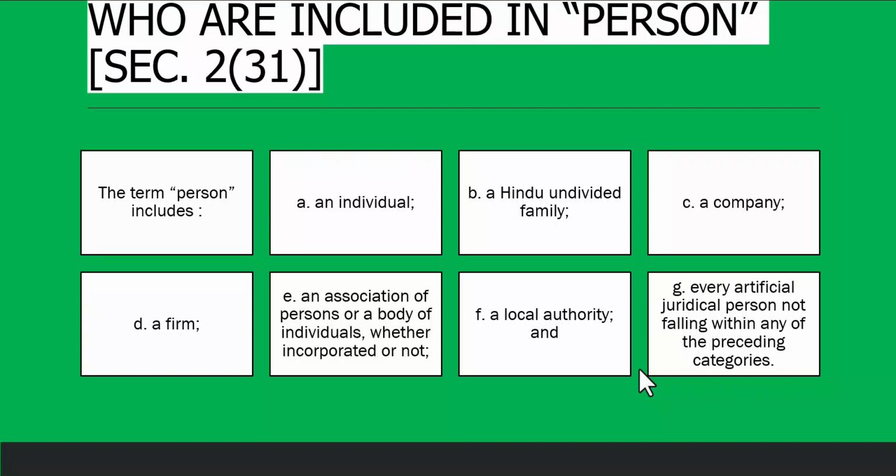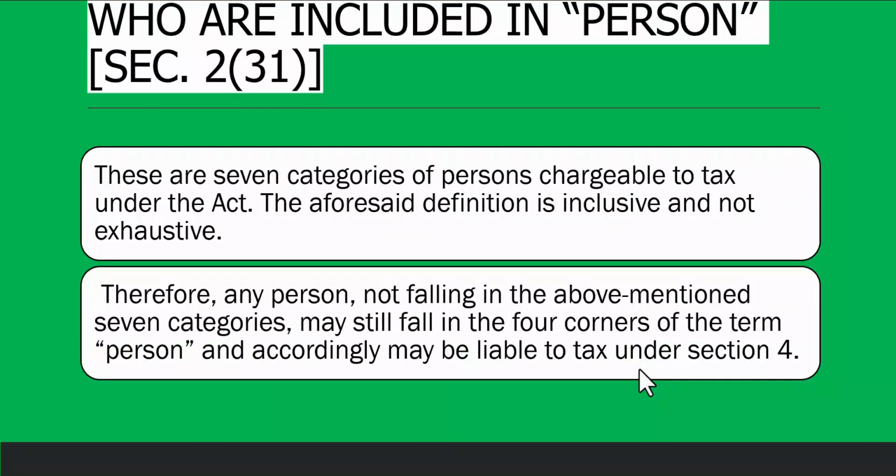A local authority, like the Municipal Corporation of Gurgaon or the Municipal Corporation of Delhi, MCD. So these are local authorities. Every artificial judicial person not falling within any of the preceding categories: any body or judicial person which is created by law. We'll do some examples to understand the sixth, G category. The example is coming in the next slide.